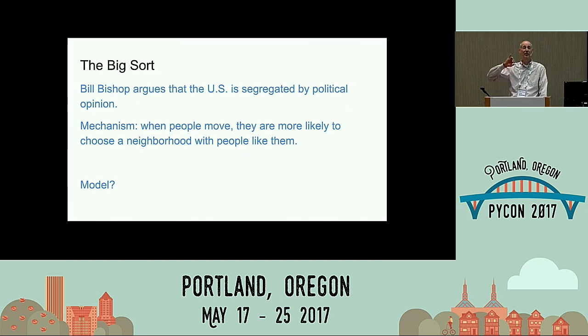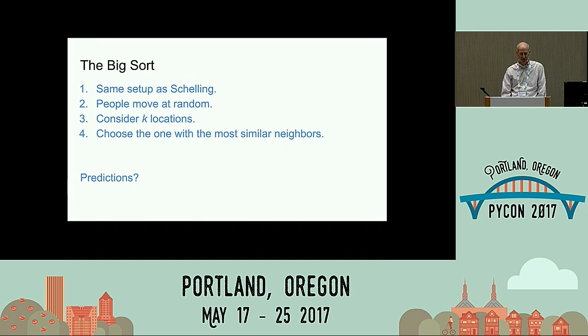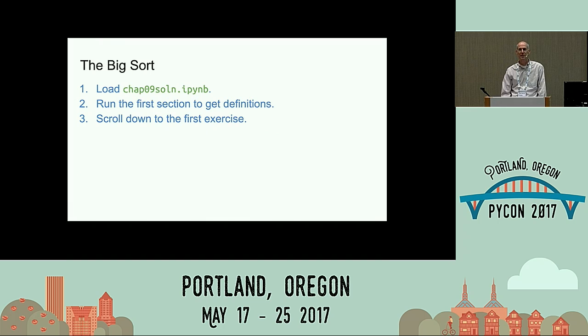So this is kind of the flip side of the Schelling model, where instead of people becoming unhappy and deciding to move, this is just saying, if you've decided to move because of random life events, the location that you choose might depend on what the neighbors look like. So if you're interested, this is one of the exercises that's in Think Complexity. There's a solution to it that's in chapter 9 solution.ipynb.